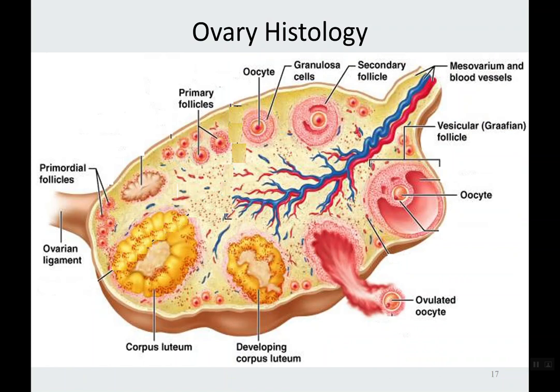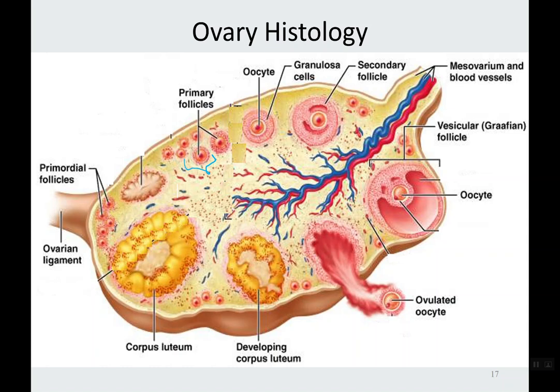So primary follicles are over here, and these are egg cells with a just developing ring of granulosa cells. Granulosa cells are the helper cells, and they also secrete estrogen. So they're going to help the egg mature and secrete estrogen.